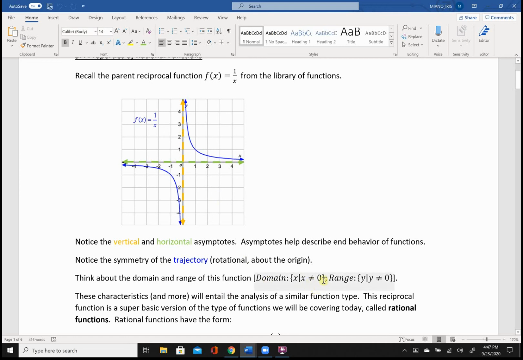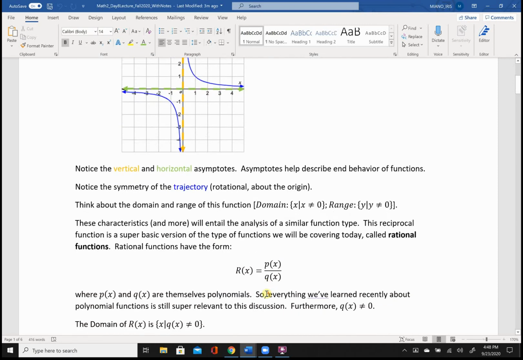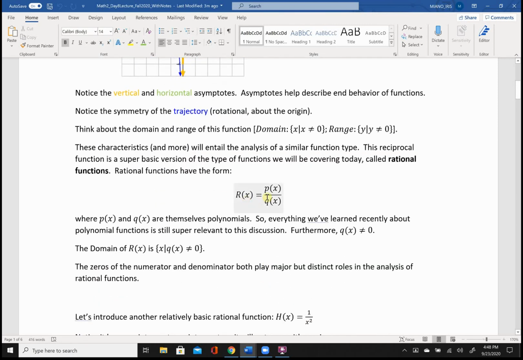The x value can never be 0, and neither can the y value, and therein lies really the presence of these asymptotes. So all of these characteristics plus some more are going to be involved in our analysis of rational functions, which have the form r of x equals p of x over q of x.